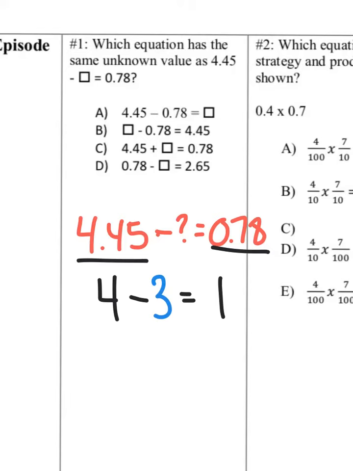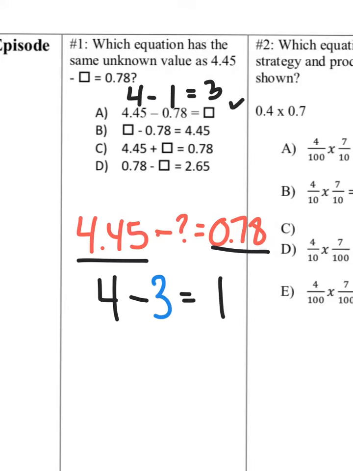So anytime you see a 4.45, we're going to change it into a 4. Anytime you see a little square, we'll put that as a 3. And anytime you see 0.78, we're going to just put a 1 instead. And we're going to find the one that makes sense. So let's take a look at letter A. So this is going to be 4 minus 1 equals 3. And that's actually correct. 4 minus 1 is 3. So we know A is correct.